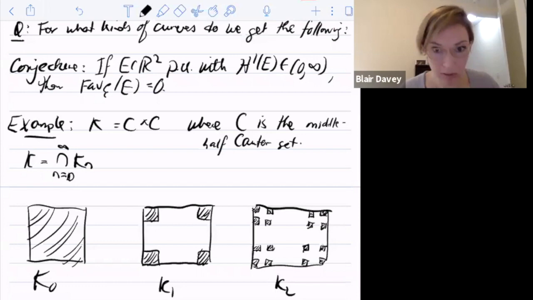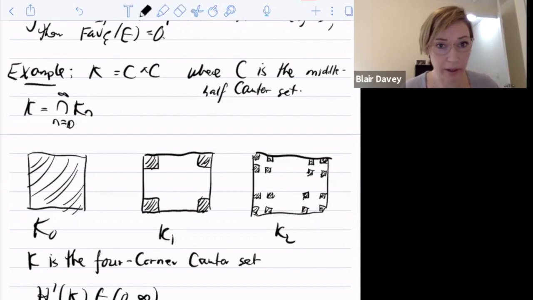K has finite positive Hausdorff measure, and it is purely unrectifiable. Okay, so now I'm going to consider a line segment going through K. So I'm going to let L be the line with slope one half that passes through the origin. So I'll parameterize it like this.